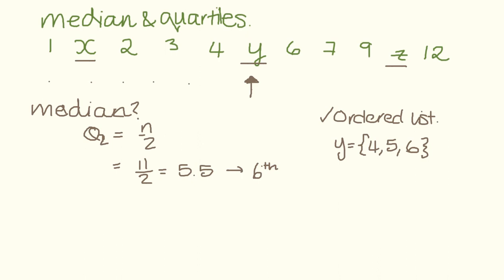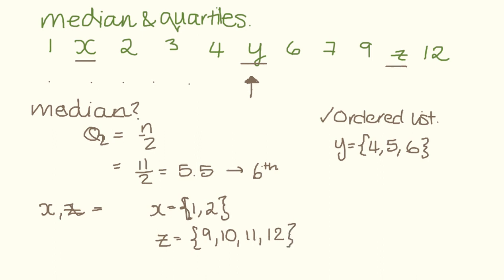What about the values for X and Z? Well, by the same principles, we know that X could be 1 or 2, for the same reasons. If it's 1, it'll sit this side, that's absolutely fine. Same with 2. But if it was a 3, I'd move it to the other side of the 2. Z could be 9, could be 10, could be 11, and could be 12. Those are our only options.